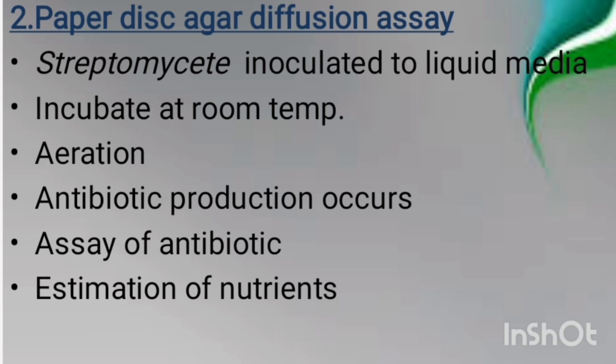Another method is the paper disc agar diffusion assay. It is used to determine the amount of antibiotic present in a sample. First, the Streptomyces is inoculated into liquid media. Then the media is incubated at room temperature. The flask is aerated by a mechanical shaker. So the growth of the Streptomyces and antibiotic production occurs in that media.